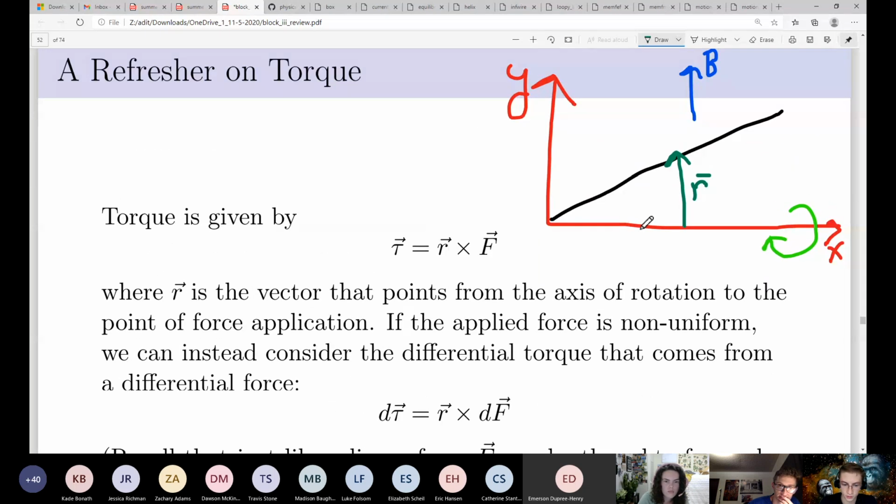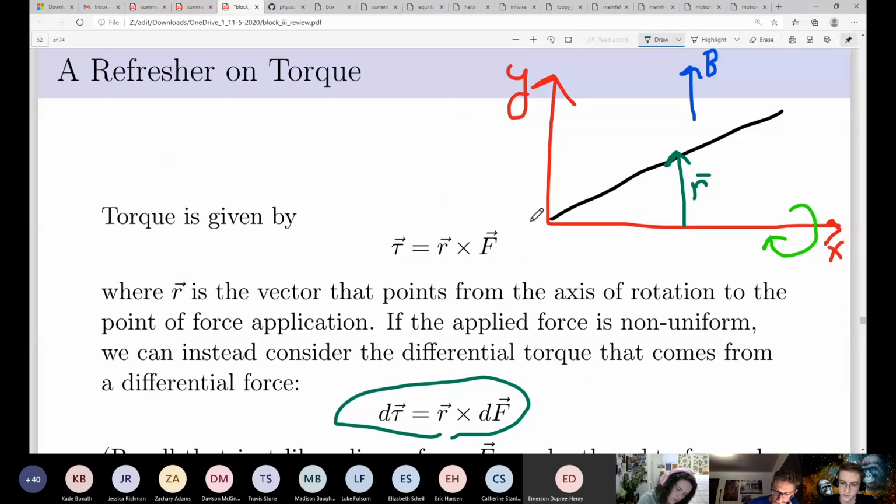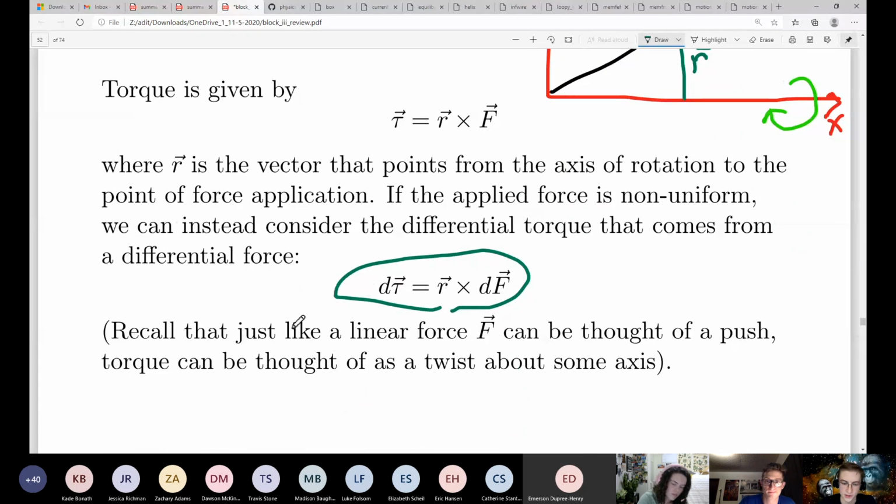What ends up being more common though, is we have to use this differential form of that same equation. The differential torque d tau is equal to r cross dF, because it's often the case that the force on this wire is non-uniform. Maybe there's less force here and more force over here, so we have to look at this differential torque rather than the total torque. But we can still find the total torque by integrating the differential torque. And just like a linear force can be thought of as a push or a pull, a torque can be thought of as a twist about some axis.